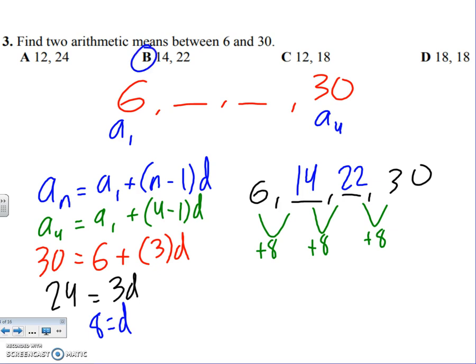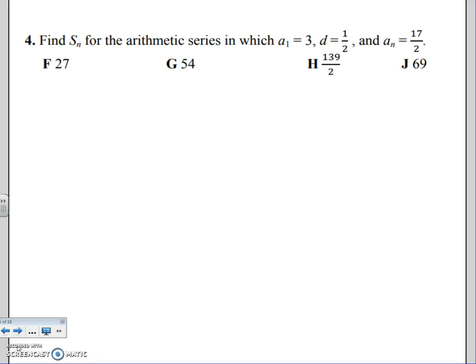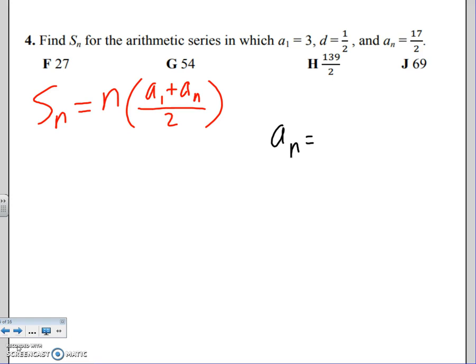Alright, number 4. To find the sum of an arithmetic sequence or series, we have this formula. S sub n equals n times parentheses a sub 1 plus a sub n over 2. We just have to fill it in. We know a sub 1, we know a sub n. We're missing n though. So to find n, we're going to use the nth term formula. A sub n equals a sub 1 plus n minus 1 times d. We fill in what we know.